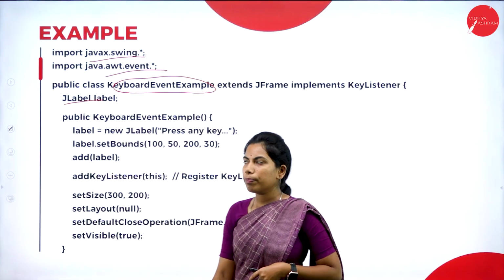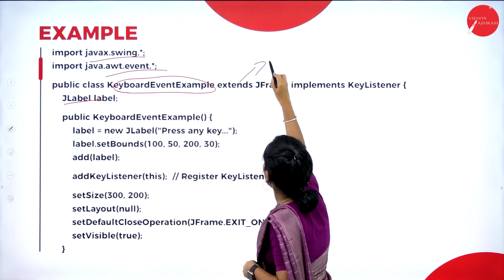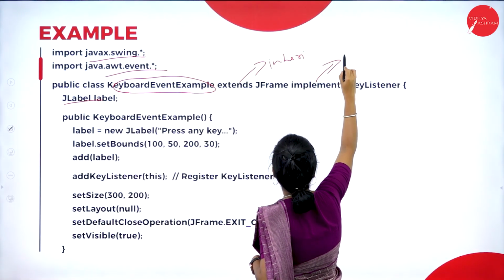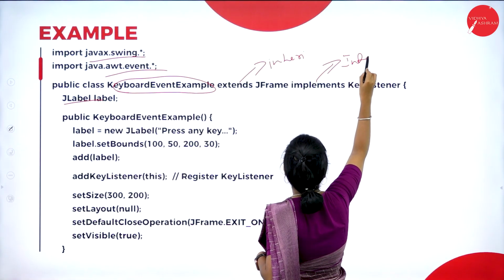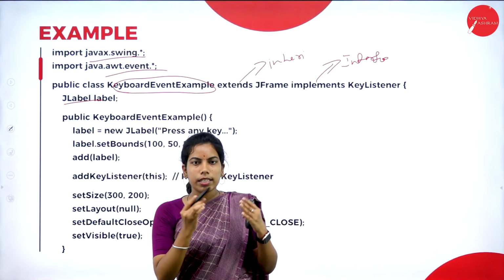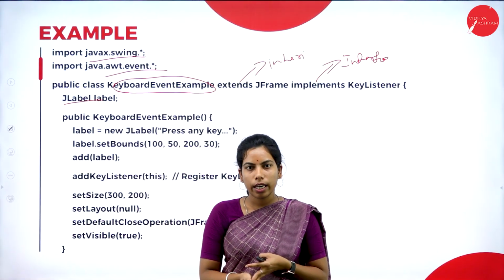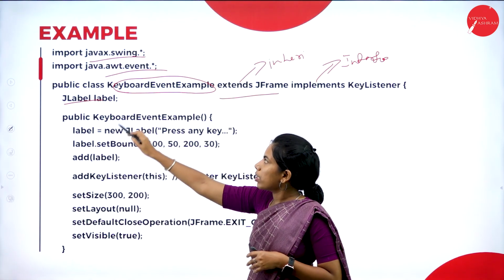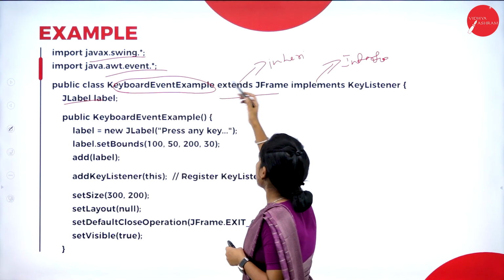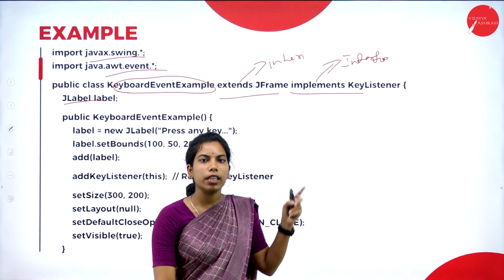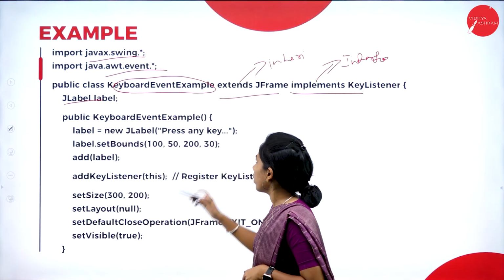And also we need one class name. Here extends is the keyword mainly for inheritance and implements is mainly for interfaces. So we combine both the interface and the inheritance concept. This class will extend JFrame and it will implement the KeyListener interface. So that's why we need both.